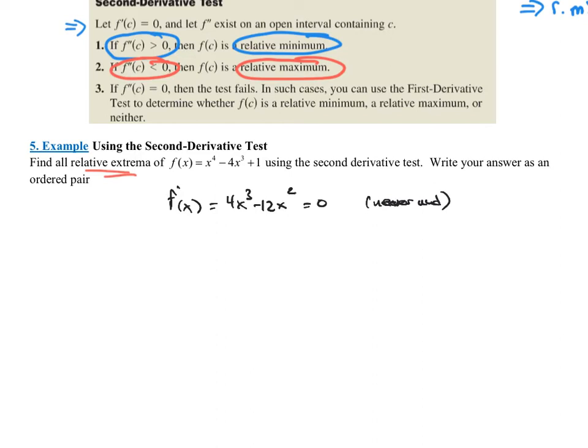Because it's a polynomial function, it is equal to 0. I can factor out a 4x squared from both of these terms. If I factor out a 4x squared, I'd be left with an x minus 3. Set each one of those terms equal to 0.